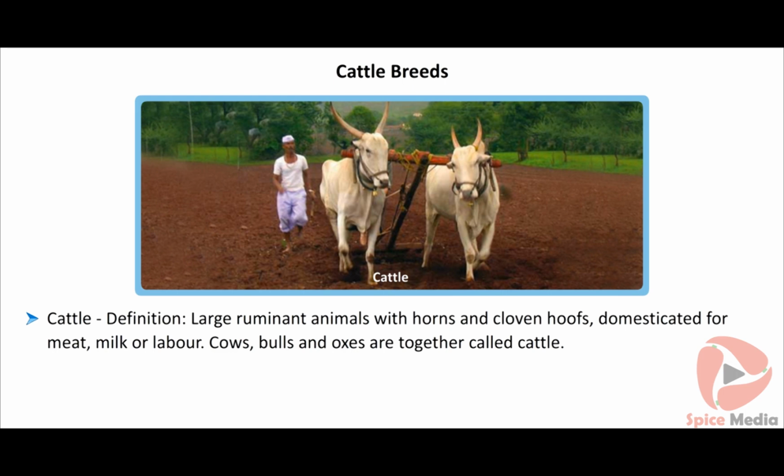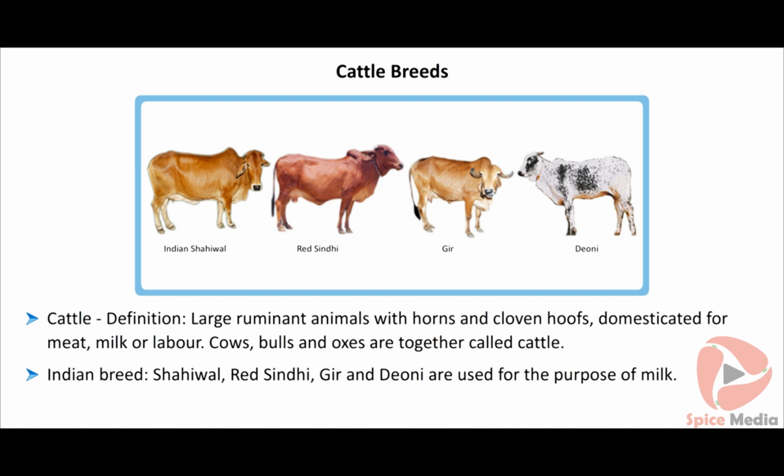Cattle. Large ruminant animals with horns and cloven hoofs domesticated for meat, milk or labor. Cows, bulls and oxen are together called cattle. Examples of Indian cattle breeds are Sahiwal, Red Sindhi, Gir and Deoni, which are used for their milk.